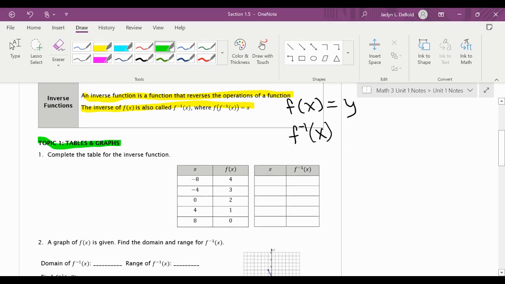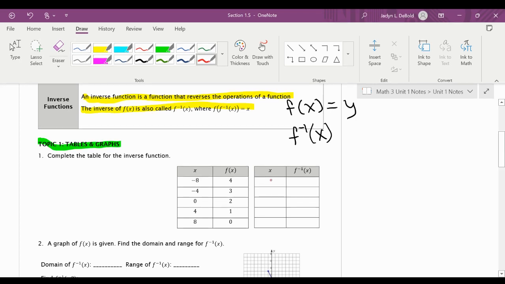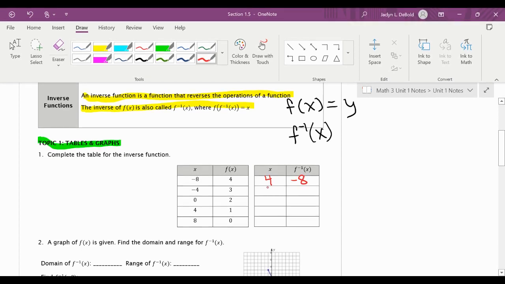So if we have a table for our function, so you can see here we have -8, 4, -4, 3, 0, 2, 4, 1, 8, 0. If we do the inverse of this function, we're just going to simply reverse the x and the f of x. So for example, this would now be 4, -8, 3, -4, 2, 0, 1, 4, and 0, 8. So we're just going to simply switch the x and the f of x, and this would become our inverse. So our output now becomes our input, and our input becomes our output.